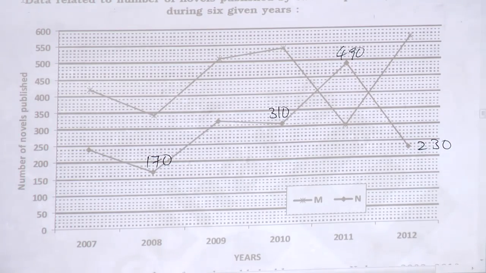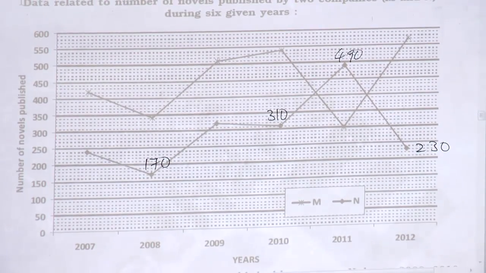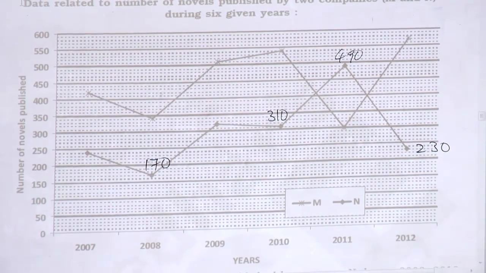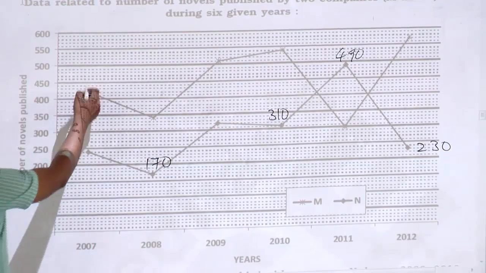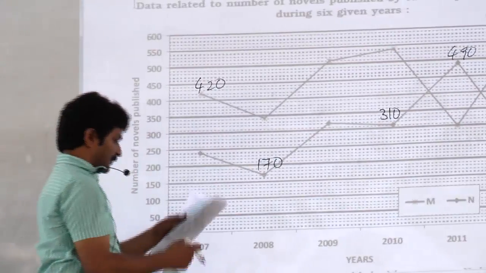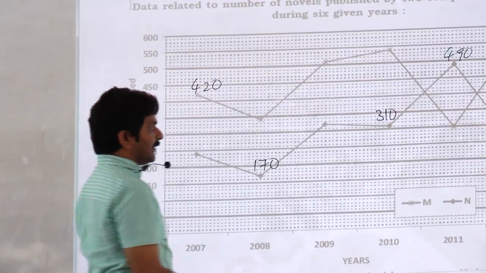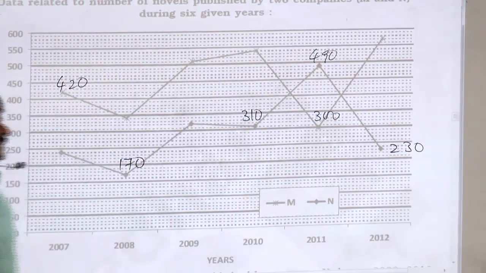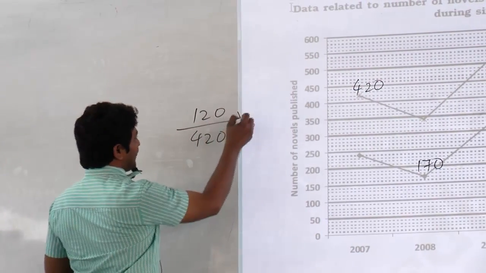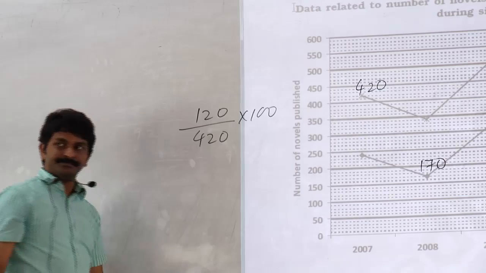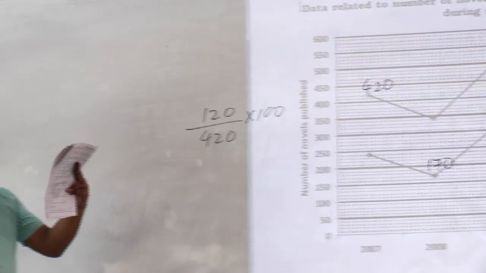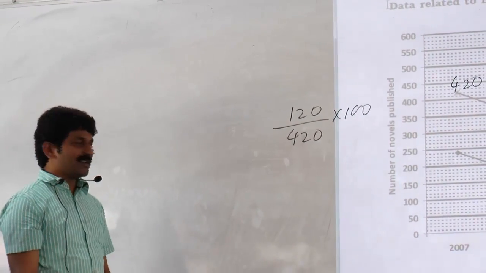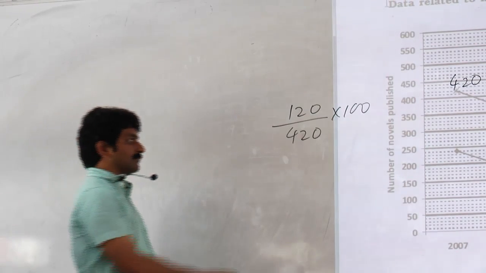Next. Number of novels published by M decreased by what percent from 2007 to 2011? 2007 you have 420, and 2011, 300. 420 decreased by 120. From where? 420. Percentage, right? So into 100. Did it ask about approximate percentage or exact? Exact. But still we will calculate approximate only.